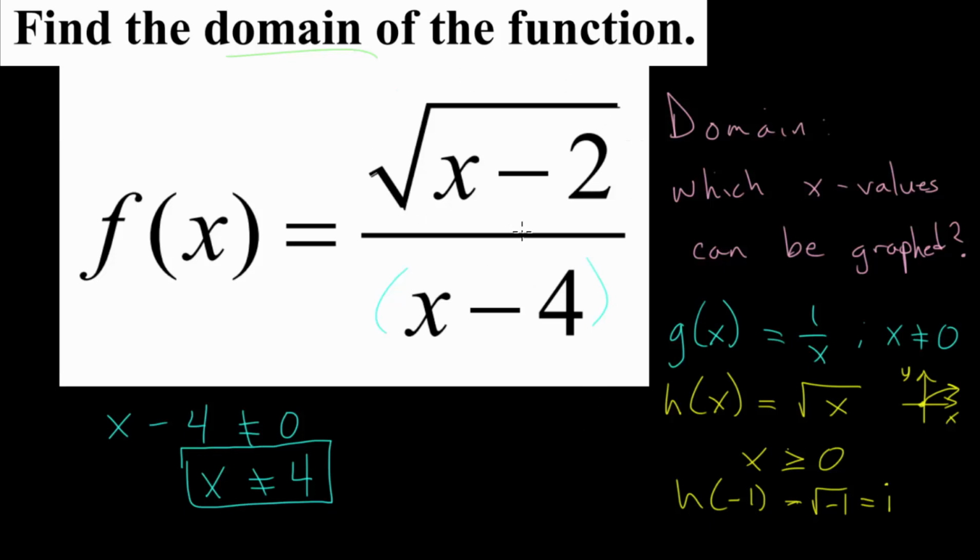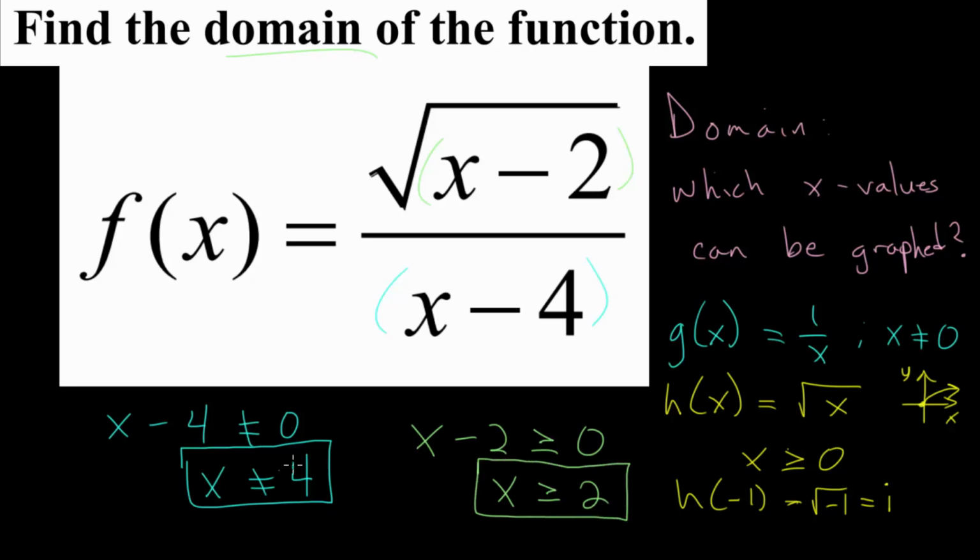Now, from here, we can look at our square root. We can say that this expression in our square root has to be positive, or it could equal 0. Basically, whatever is underneath the square root has to be bigger than or equal to 0. It has to be positive or 0 at a minimum. And from here, we can solve for x. We add 2 to the other side, and we see that x has to be bigger than or equal to 2. So this is the other condition of our domain.